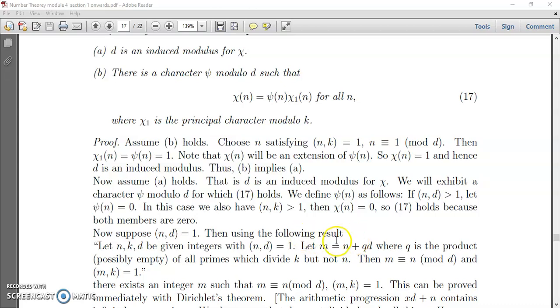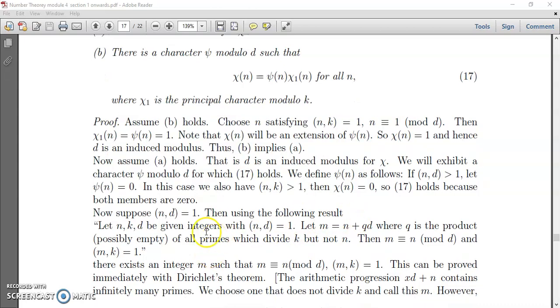Then using the result we have already studied: if n, k and d are given integers and the GCD of n and d is equal to 1, then we can find an m. We can take m equal to n plus qd, where q is the product of all possible primes which divide k but not n. Then m is congruent to n mod d and GCD of m and k is equal to 1.